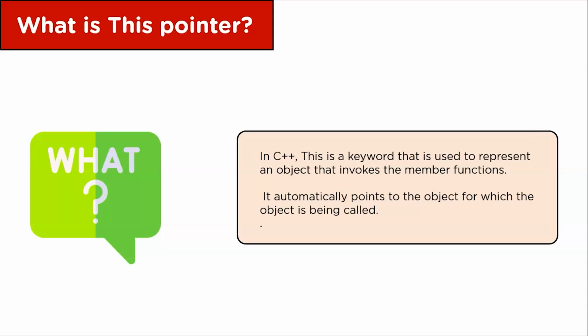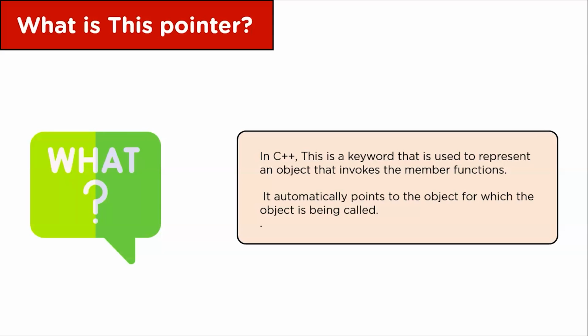For example, let us suppose we have a local variable of the same name as that of the data member, and we want to assign the value of the local variable to the data member, but having the same name would create a problem. So in this type of case, we use this pointer. This keyword tells the compiler that we are referring to the object's data members.